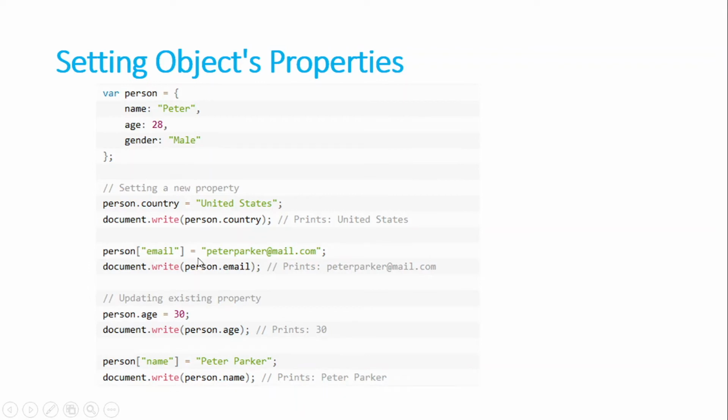We can also use square brackets for assigning a new property which isn't available. Now you can see we are using this way. We can also update existing properties, just like here we are updating person.age with the updated value 30. Earlier it was 28. Similarly with this square bracket notation.